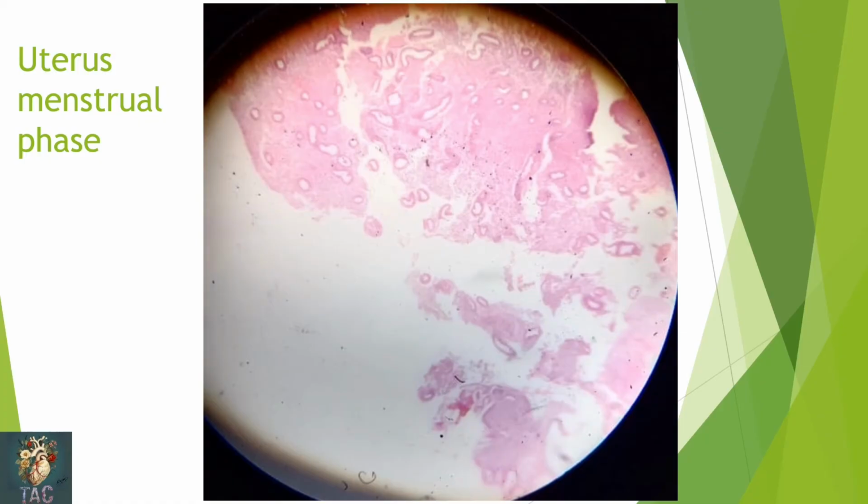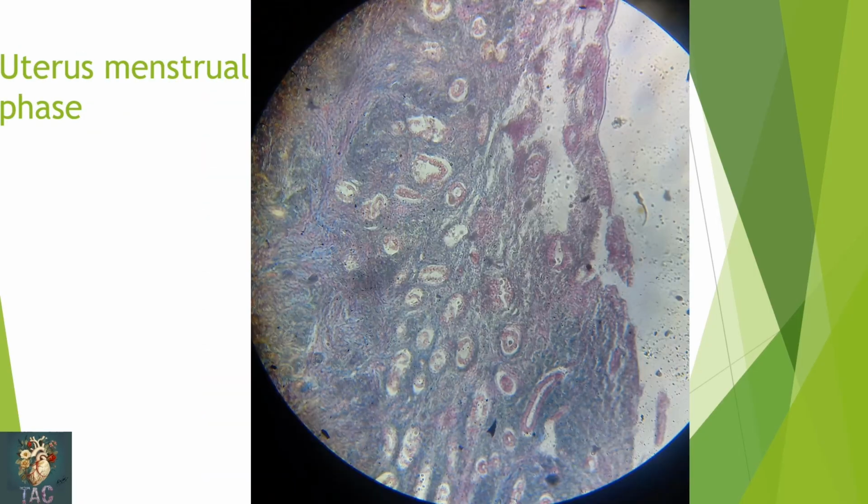Uterus in the menstrual phase, almost the same slide. The damaged epithelium, the broken glands, the broken blood vessels, and the RBCs present in the connective tissue, the stroma. A very beautiful diagram with the Mason's trichrome stain.